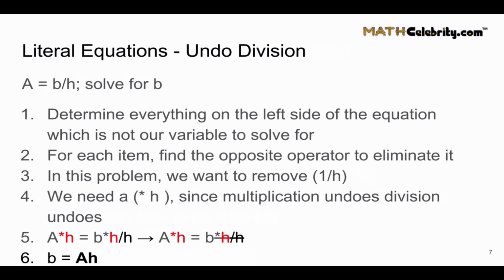So we're left with AH equals B times H over H. Now the H's cancel on the right side because H divided by H is 1, and B times 1 is B. So we're left with B equals A times H.